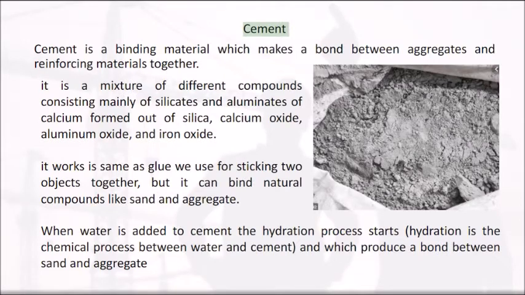Cement is a binding material which makes a bond between aggregates and reinforcing materials together. It is a mixture of different compounds consisting mainly of silicates and aluminates of calcium formed out of silica, calcium oxide, aluminum oxide, and iron oxide. It works the same as glue we use for sticking two objects together, but it can bind natural materials like sand and aggregate.